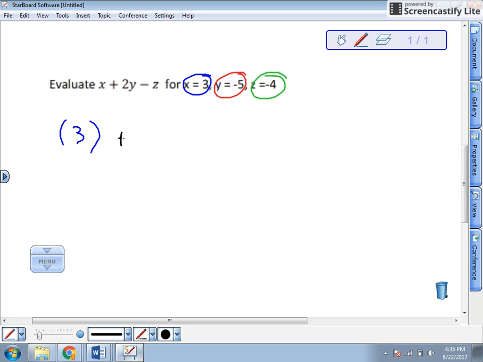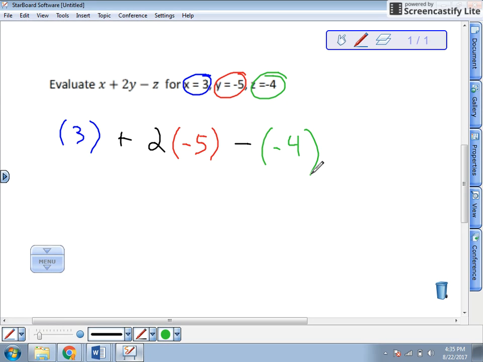Okay, I'm going to put plus, and then it's 2 times y. We said y is -5, using those parentheses. Minus, and then z. Z, it says, is -4. You can see here why those parentheses are so important.